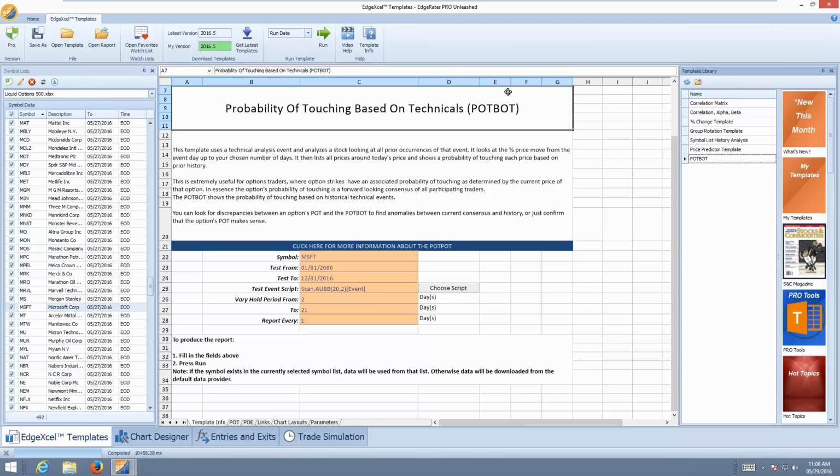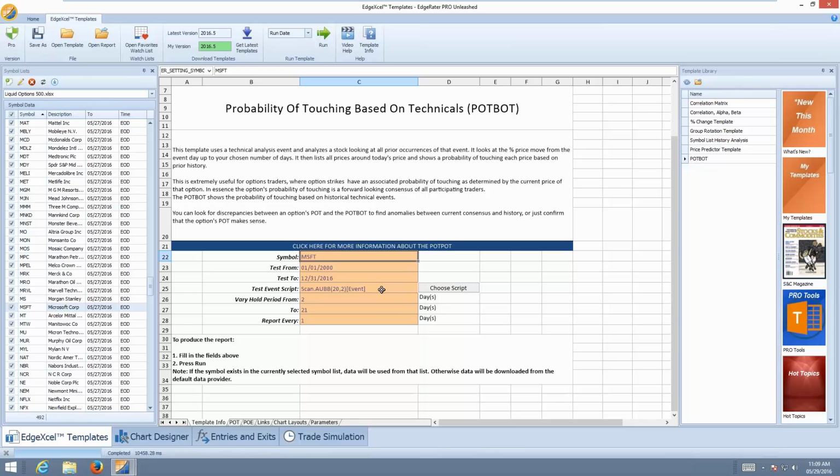When you select the template, you get a bunch of choices for your test, essentially. So you can type a symbol. You can just click on the cell here and type in the symbol name. You can type a date range over which you want to run that test to find out historically over that period of time what happened after cross above the upper Bollinger Band. And then you can say how many days you want to look ahead after that particular event. And the defaults in here are from 2 days to 21 days and reporting every one day.